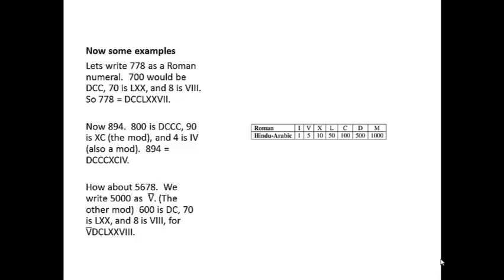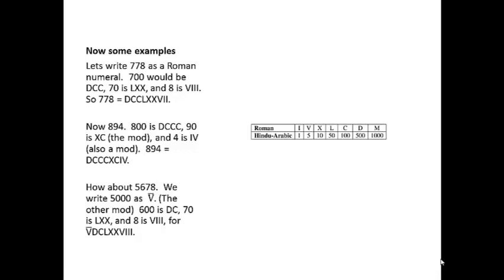Next example, 894. 800 is D, 500, followed by CCC, 300. 90 is XC, 10 before the 100. 4 is IV, 1 before 5. So 894 is D, CCC, XCIV.